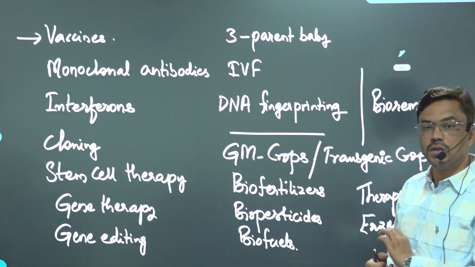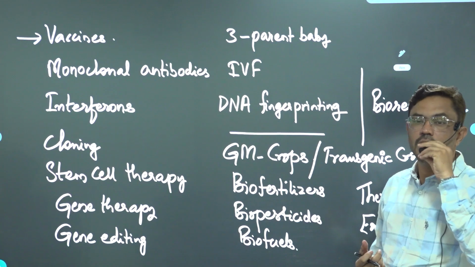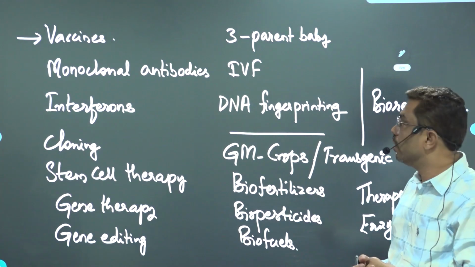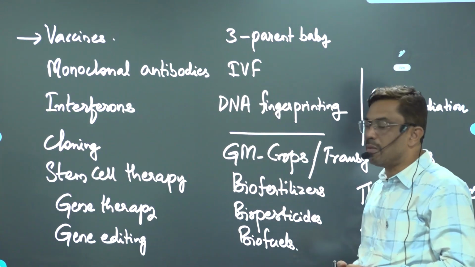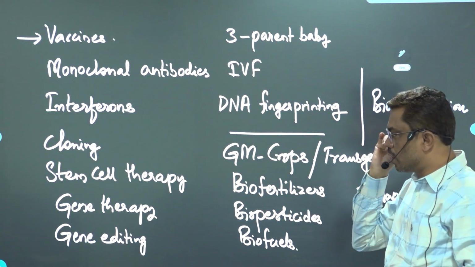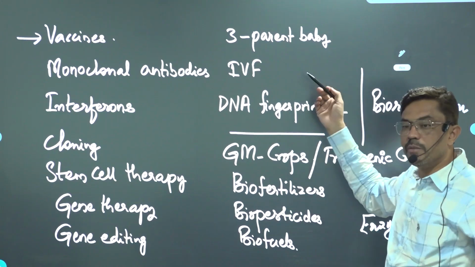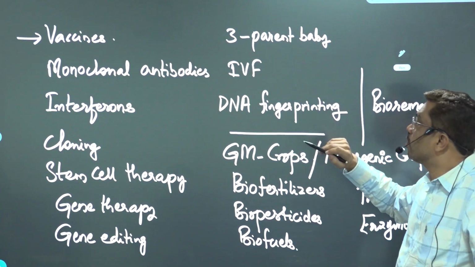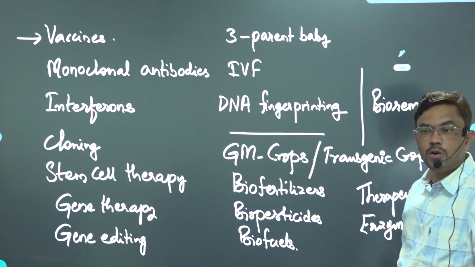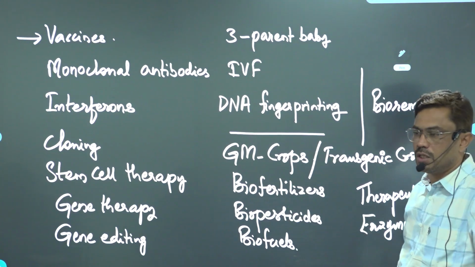So vaccines. Nowadays we are producing various types of modern vaccines by using the rDNA technology process. Monoclonal antibodies, interferons, cloning process, stem cell therapy, gene editing process. We have developed the three parent baby concept. Then IVF technology, in vitro fertilization, and DNA fingerprinting, or DNA testing or DNA analysis.